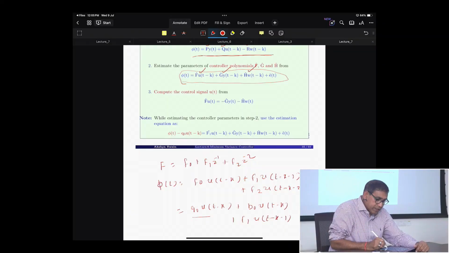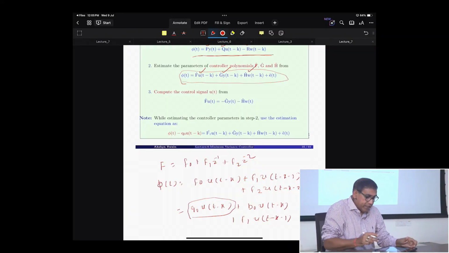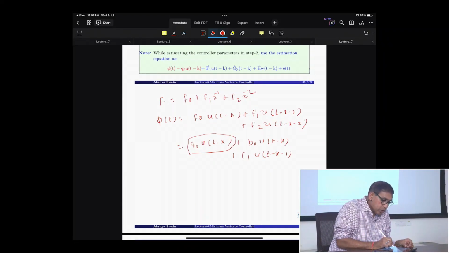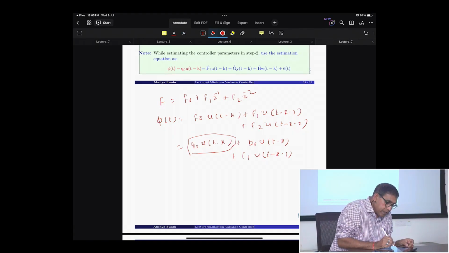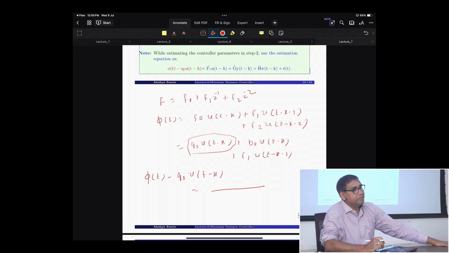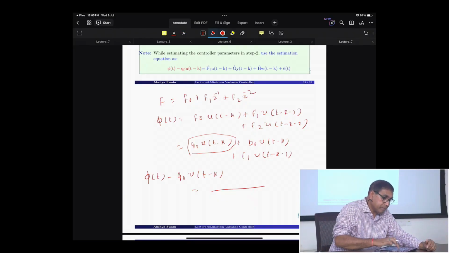Now out of which, this Q0 you know, you are giving it. So bring it to the other side. You will do it today, you will know it. So the estimation equation will be phi t minus Q0 u t minus k on the left, and on the right hand side it is equal to the other things. You have to estimate these things. Okay, see here.